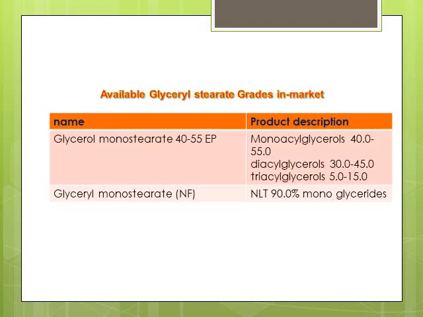Now, the grades available. It is also called Glyceryl Mono-stearate 40-55 EP, which is actually a mixture of mono, di, and tri substituted, and the specification is 40 to 55 for mono, 30 to 45 for di, and 5 to 15 for tri. Now, the NF grade specification is that it cannot be less than 90% of mono substituted. And this mono substitute could be either stearic or palmitic.